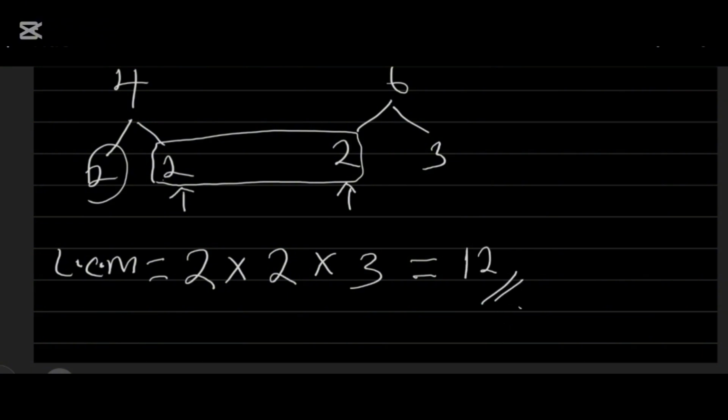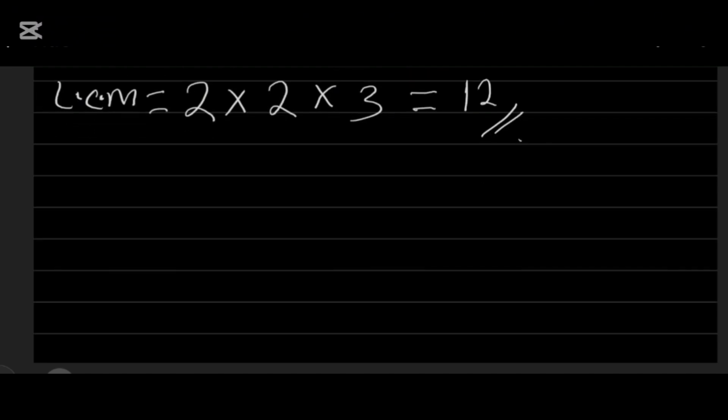I hope you understand. Whenever there is repetition of a number on both sides, you are going to take only one among those that repeated. Okay, going to the third example. Let's see, we want to find the LCM of 2 and 5.